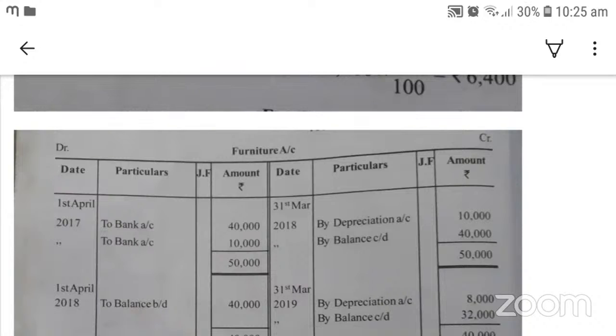Next, we have to prepare the furniture account at the end of the financial year. Furniture account.